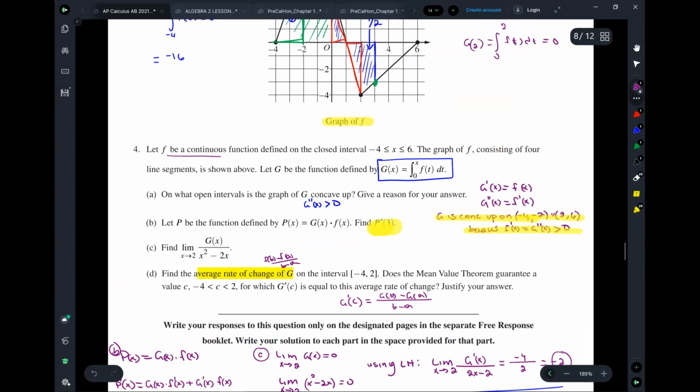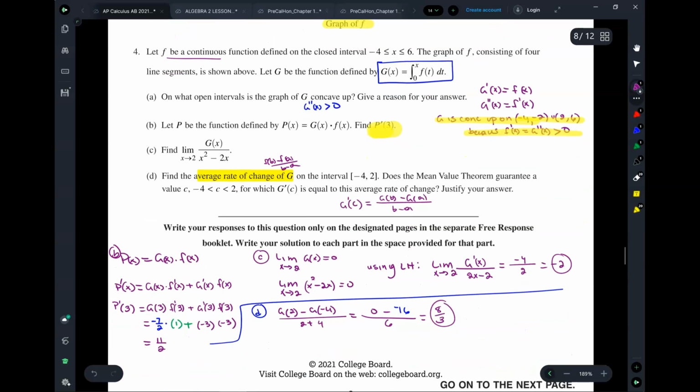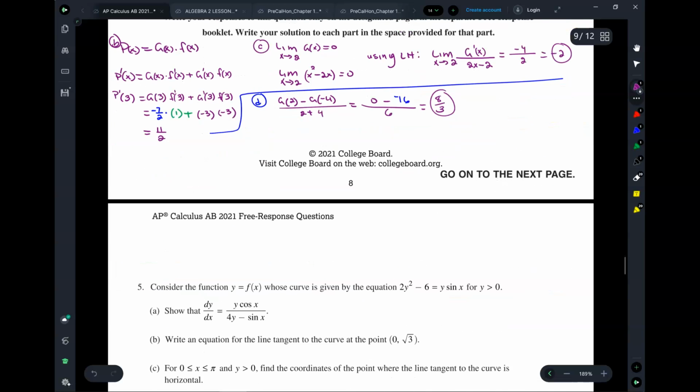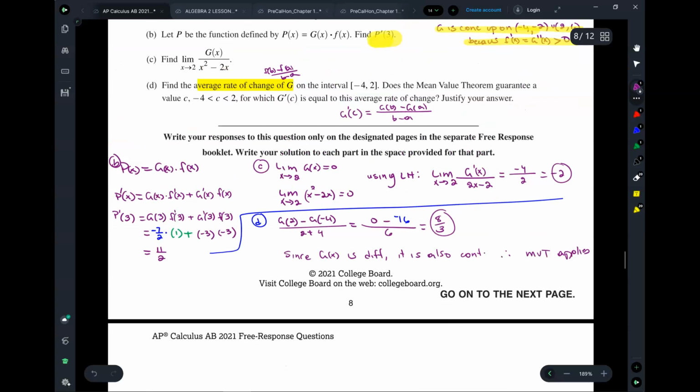Okay. So we're talking about g. Is g differentiable? Were we able to find the derivative of g? Yes. If g is differentiable, it implies that it's continuous. Yes. So since g of x is differentiable, it is also continuous. Therefore, mean value theorem applies. So it says f is continuous, not g. Yeah.